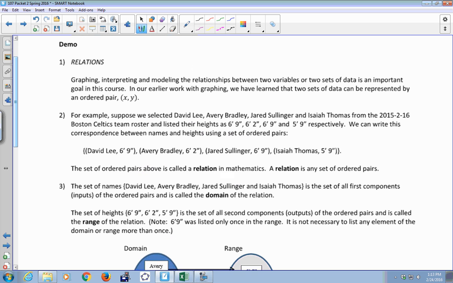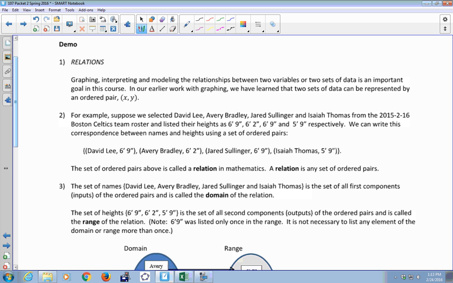Okay, so first we're going to talk about relations. Graphing, interpreting, and modeling the relationships between two variables or two sets of data is an important goal in this course. In our earlier work with graphing, we learned that two sets of data can be represented as an ordered pair, x comma y.